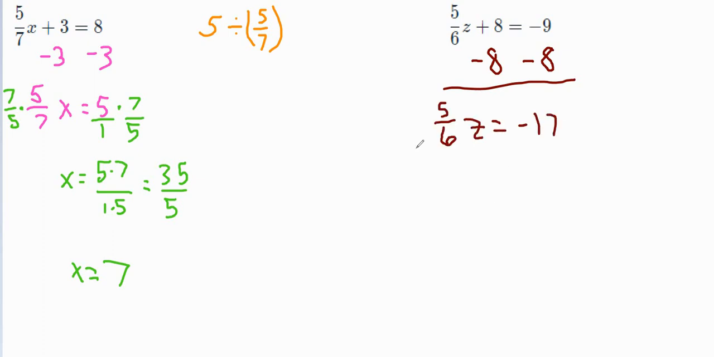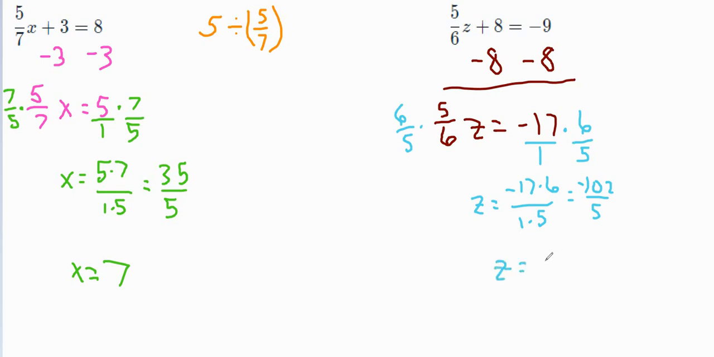Then we're going to multiply both sides by the reciprocal, which is 6/5. And again, we can divide any number by 1 without changing it. So this is going to be -17 times 6 over 1 times 5. 17 times 6 is going to be 102, so we have a -102 over 5. Use your calculator, and that's going to give us -20.4.